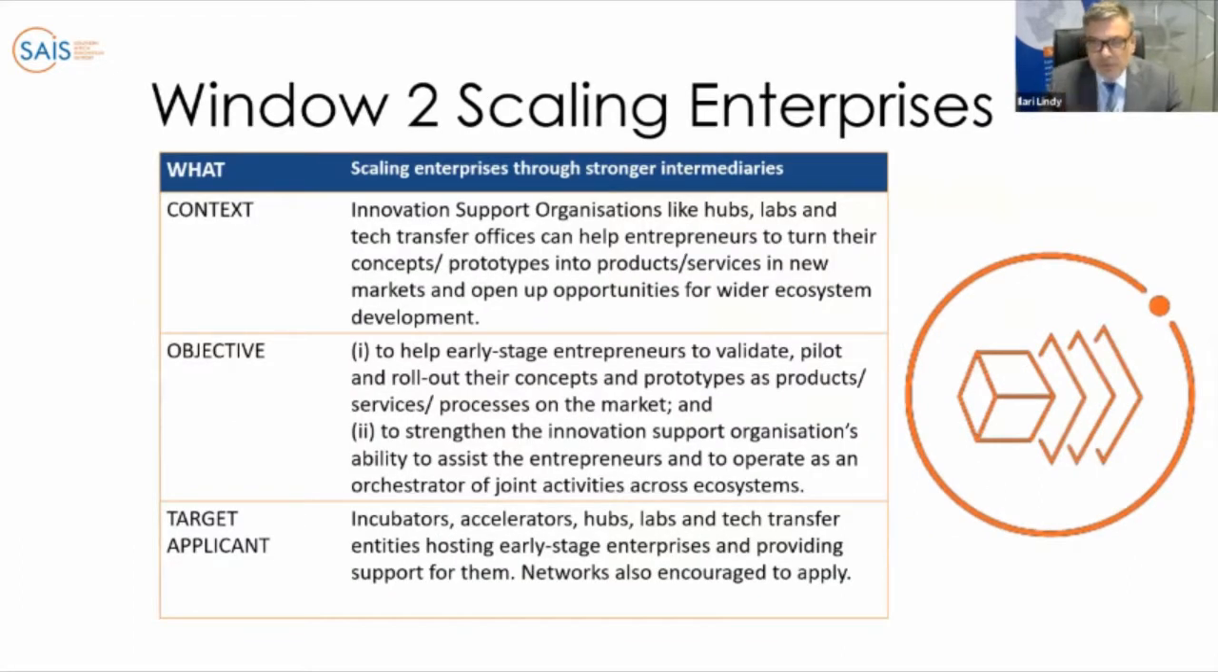Scaling enterprises, window 2. Here we are really looking at innovation support organizations like your innovation hubs, innovation labs, tech transfer offices, maker spaces. So this kind of organization that plays a multiplier, convener, and coaching role for early stage entrepreneurs and startups. The objective here is twofold. We would like to see that this project would strengthen the support organization's ability to assist the entrepreneur and to operate yourself as an orchestrator of the joint activities in the ecosystems. And you can do this by bringing forward those early stage entrepreneurs who you are already assisting and hosting, and seeing how SAIS funding would also help them to test and trial their prototype product or service in the market.